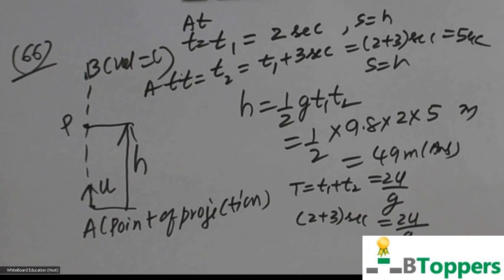And initial velocity is denoted by u. So you get 5 into 9.8 by 2 meter per second. That will be the initial velocity. That you can simplify to get the answer.